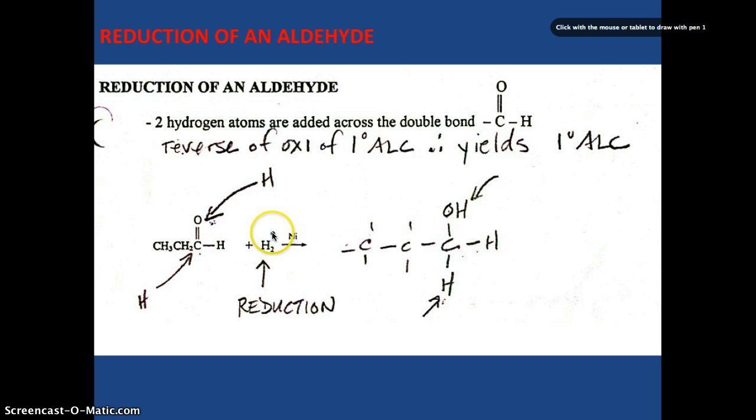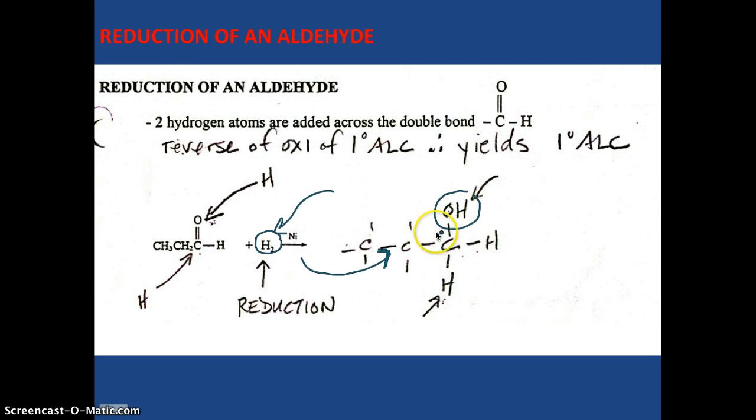Now, a reduction reaction is when we're going to add those hydrogens back in. So you're going to see the hydrogens right here. Typically you're going to see a metal catalyst up on top of the arrow. So when you add these back in, you actually end up forming, oh my gosh, a primary alcohol. So this is the reverse of the oxidation of a primary alcohol, and you're going to get a primary alcohol carbon at the end.